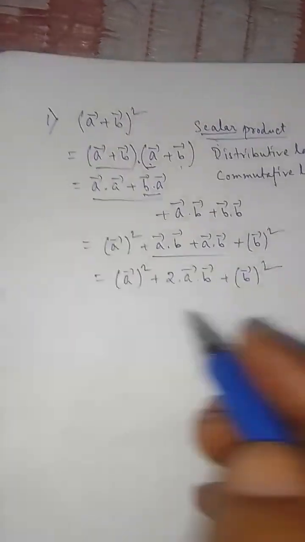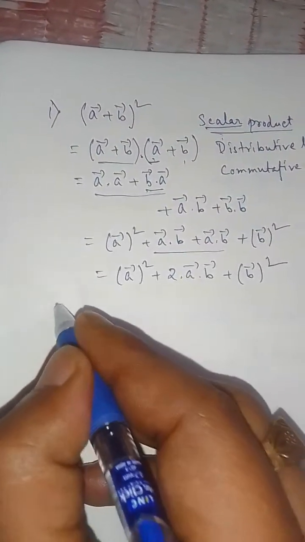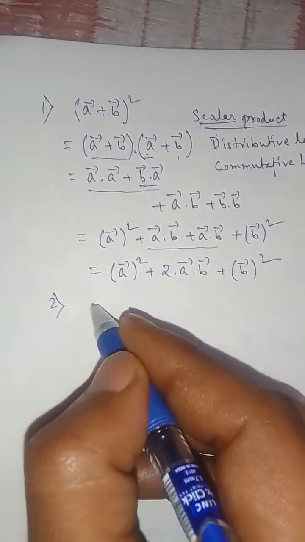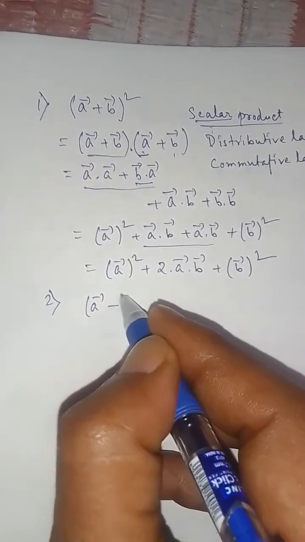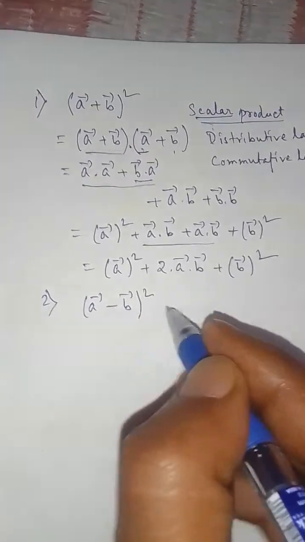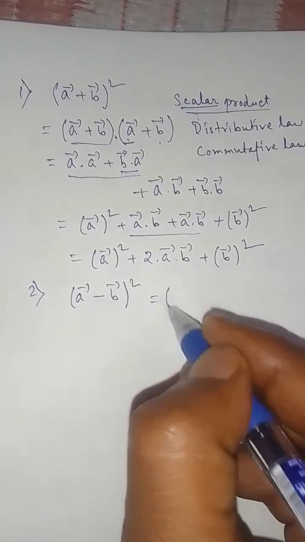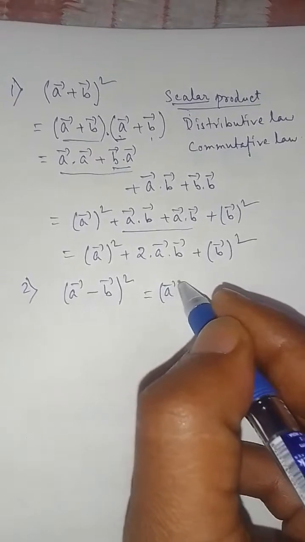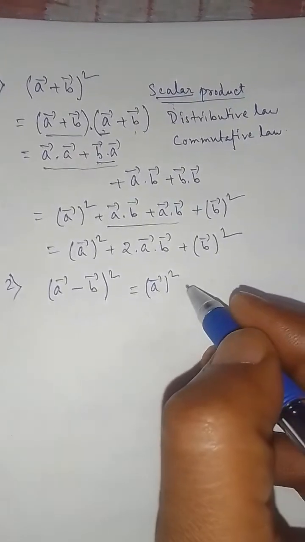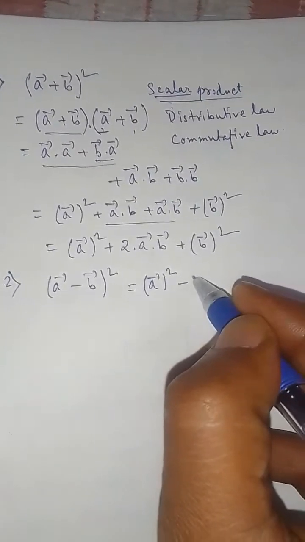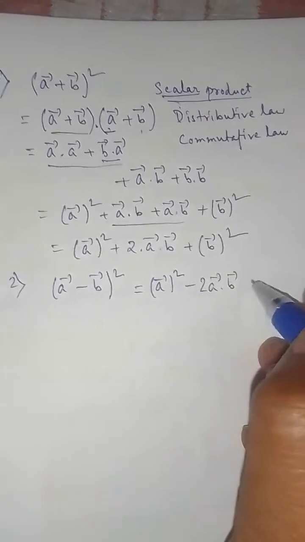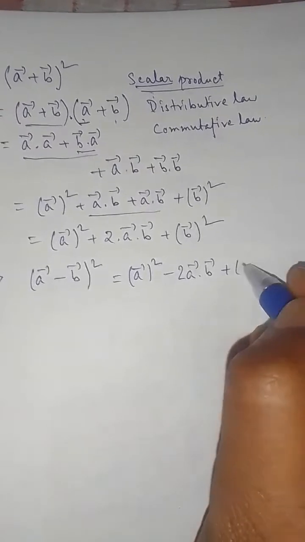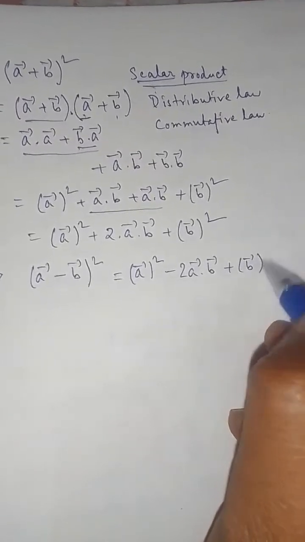Similarly, you can prove this, that a vector minus b vector whole square will be a vector whole square minus 2 a vector b vector plus b vector whole square.